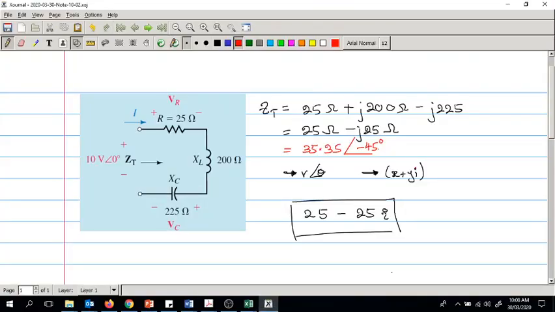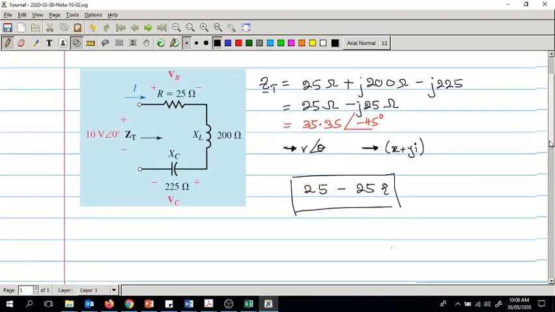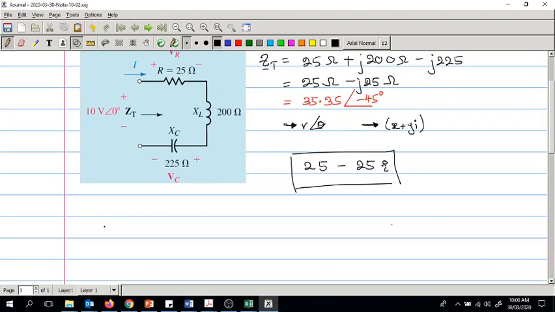So that's that. Then we have to find I, capital I, in the complex number domain. All these values are in the complex number domain. So ZT was found. Then I is equal to V over ZT. So V is equal to 10 angle 0 degrees divided by ZT, which is 35.35 angle minus 45.